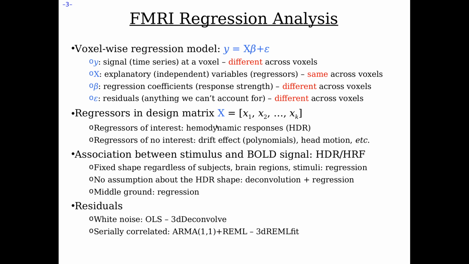So we'll have our HDR, hemodynamic response regressors. Those will be our main regressors of interest. Beyond that, we will have drift effect estimated with polynomials, and we'll have some motion parameters in there as well. But this is a very simple example just to get us started. We'll come back and talk a little bit about the difference between ordinary least squares with 3dDeconvolve and the ARMA(1,1) model, which uses 3dREMLfit.